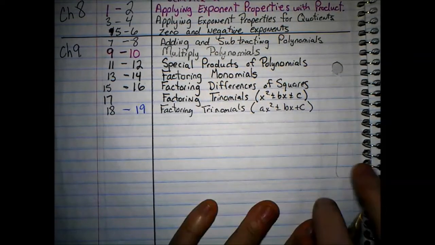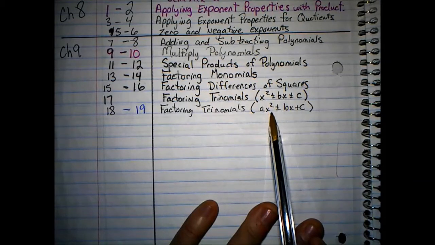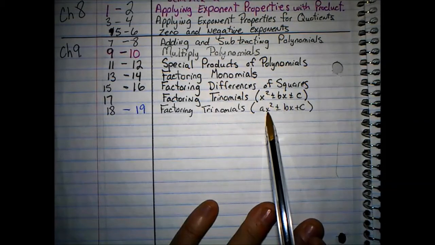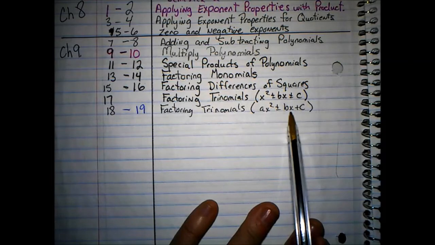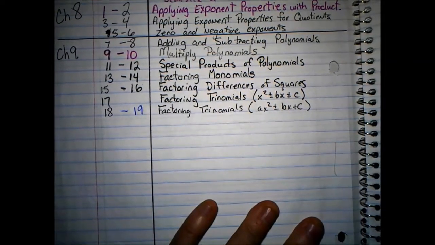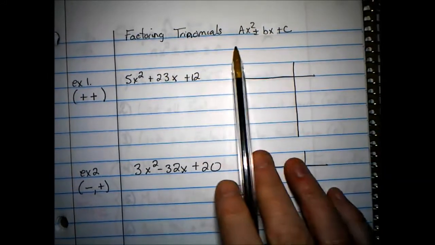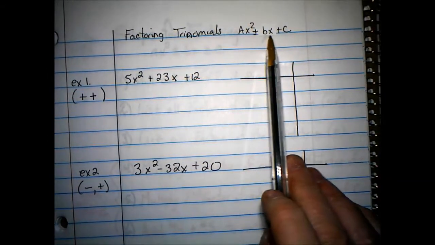Okay, this is our next notes. Factoring trinomials, ax squared plus bx plus c, page 18 and page 19. So you can have that. And then let me rotate my spiral. So here we go. Factoring trinomials, ax squared plus bx plus c.